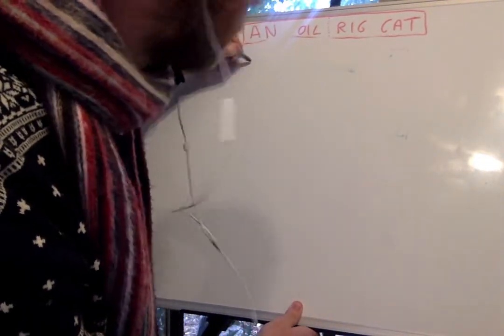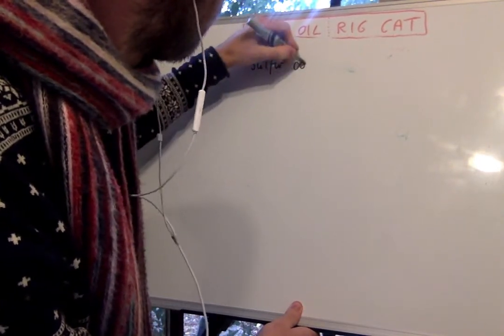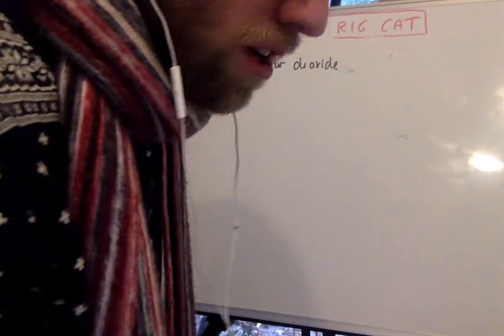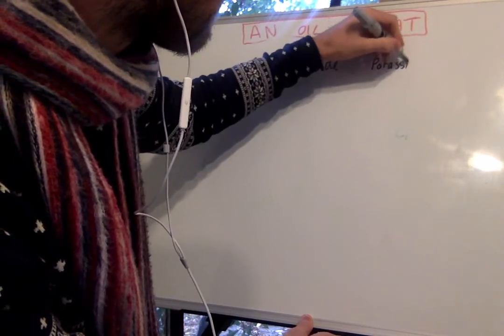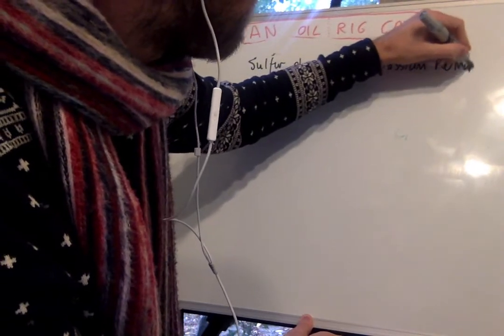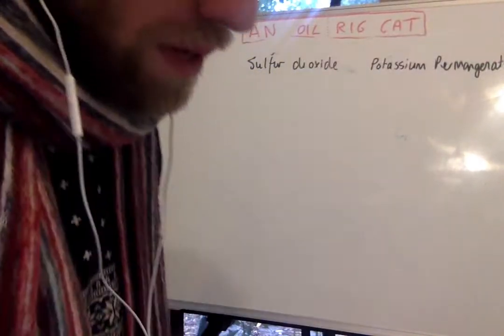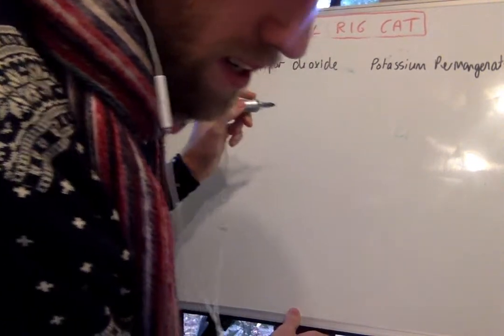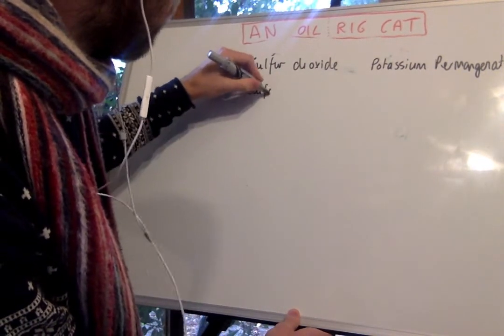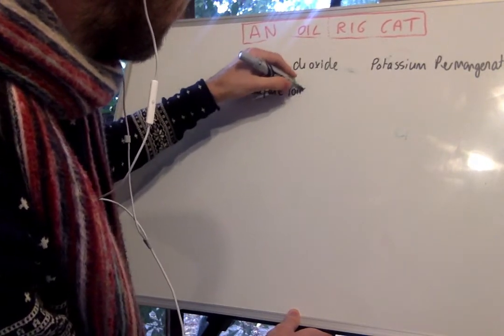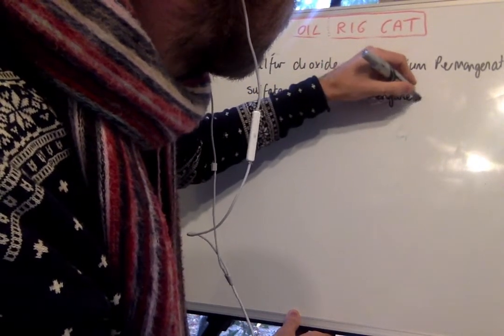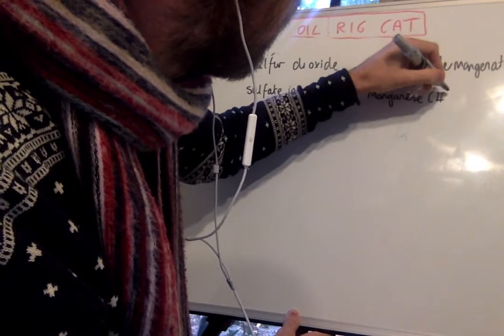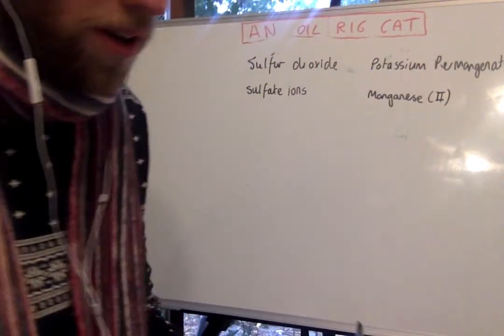So, sulfur dioxide is bubbled through an acidified solution of, in this case we'll say, potassium permanganate. I don't think I can spell these right. Potassium permanganate. Sulfate ions. And manganese. Pretty sure it's 2 plus. Was left over. And it's like we're writing half equations.